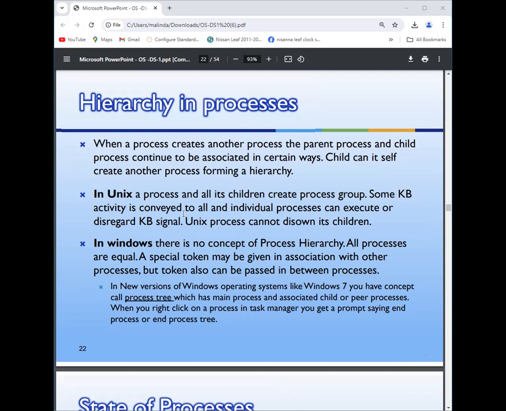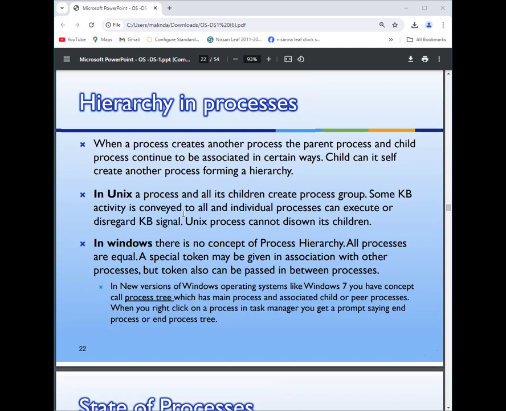So the thing is, a parent cannot disown the children. That means if the parent process tries to separate the sub-processes from its parenthood, it is not allowed in Unix. Therefore, when one process creates another process, there is always a link.